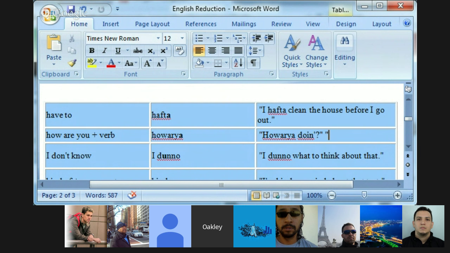But you may hear a drastic reduction here. You might hear basically like this: how you doing? How you doing? The R is just gone, completely dropped right out of the sentence. Hey, how you doing? This is a more drastic reduction because this is such a normal phrase, such a common greeting. How you doing? How you doing today?